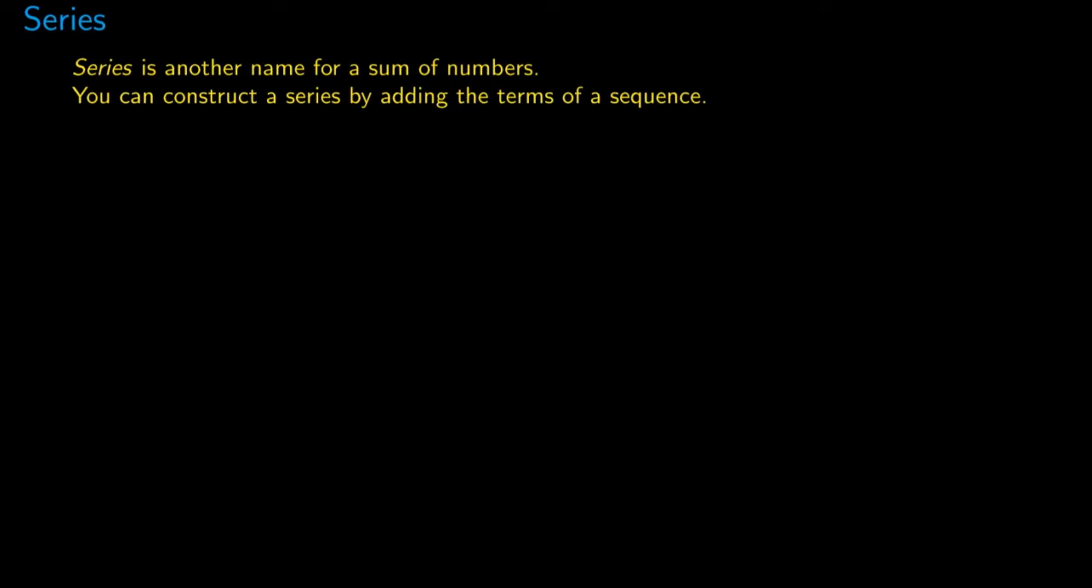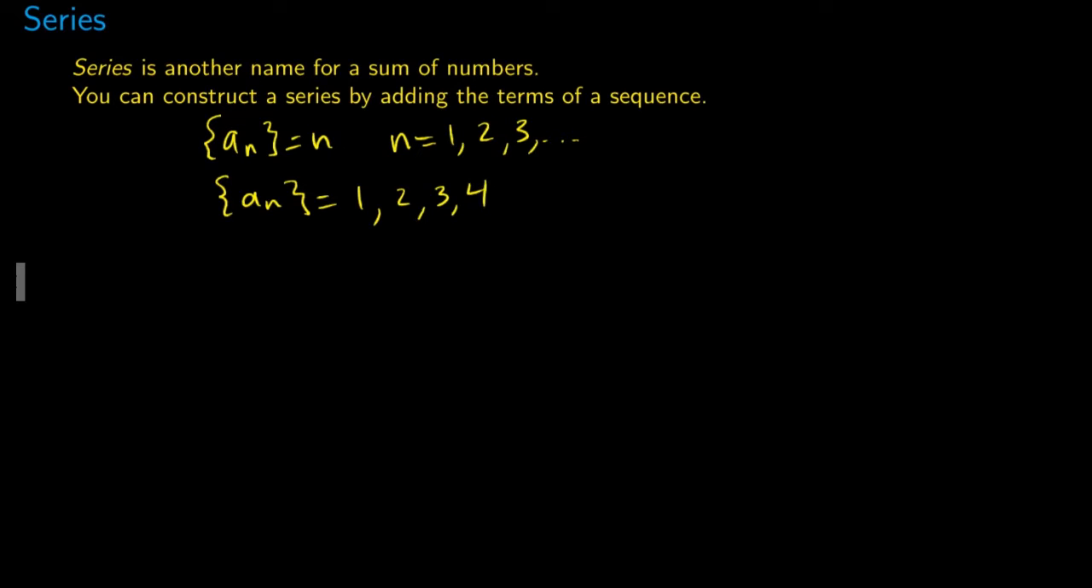Series is another name for a sum of numbers, and you can construct a series by adding the terms of a sequence. So let's consider the sequence given by a sub n equals n, for n equals 1, 2, 3, and so on. We can expand this a little bit by writing a sub n equals 1, 2, 3, 4, 5, so on and so forth.